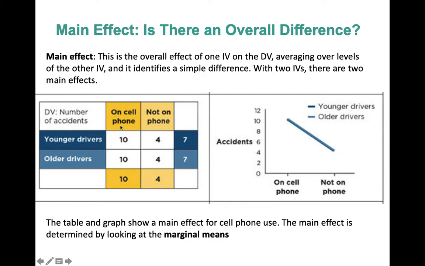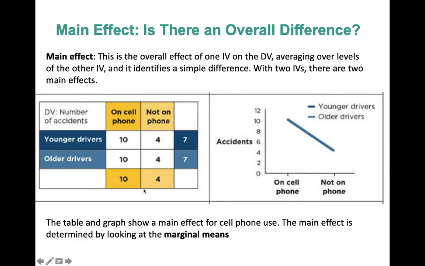What about for cell phone use? We're going to do the same thing. We're going to average across the levels of the other variable. So we're going to average 10, which is the cell mean for young drivers, with 10, which is the cell mean for older drivers when talking on the cell phone. The average of 10 and 10 is 10. Same thing for not on a cell phone. The average for young drivers is 4. Average for older drivers is 4. Average those two together, we get 4.